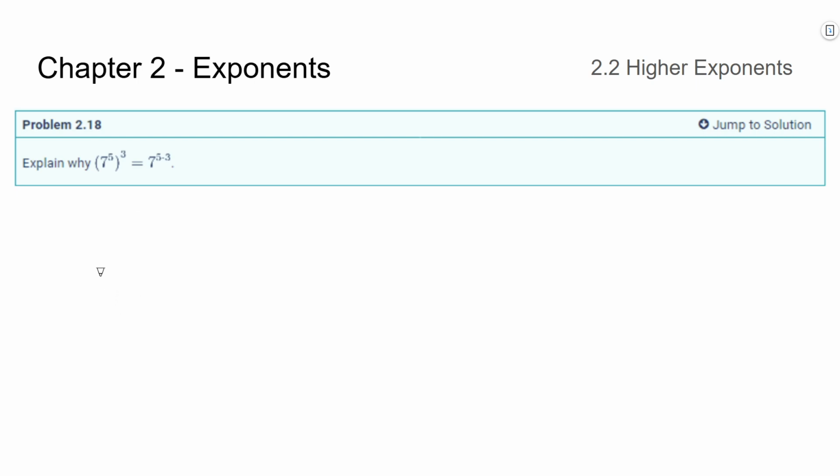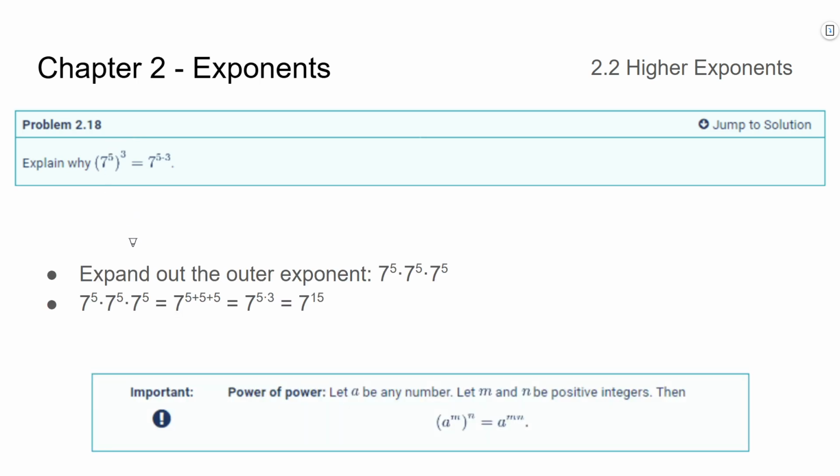Okay, so you might have a sense of how to go about doing this one, but explain why 7 to the 5th to the 3rd is equal to 7 to the 5 times 3. Go ahead and give this one a shot. First of all, think about what 7 to the 5th to the 3rd really means. All right, so what that means is that this is going to be 7 to the 5th 3 times, right? 7 to the 5th times 7 to the 5th times 7 to the 5th.